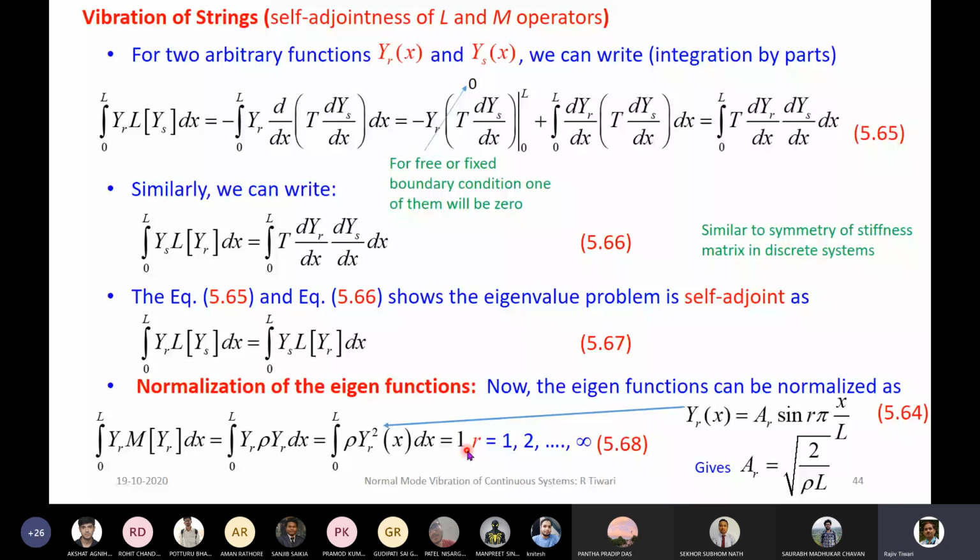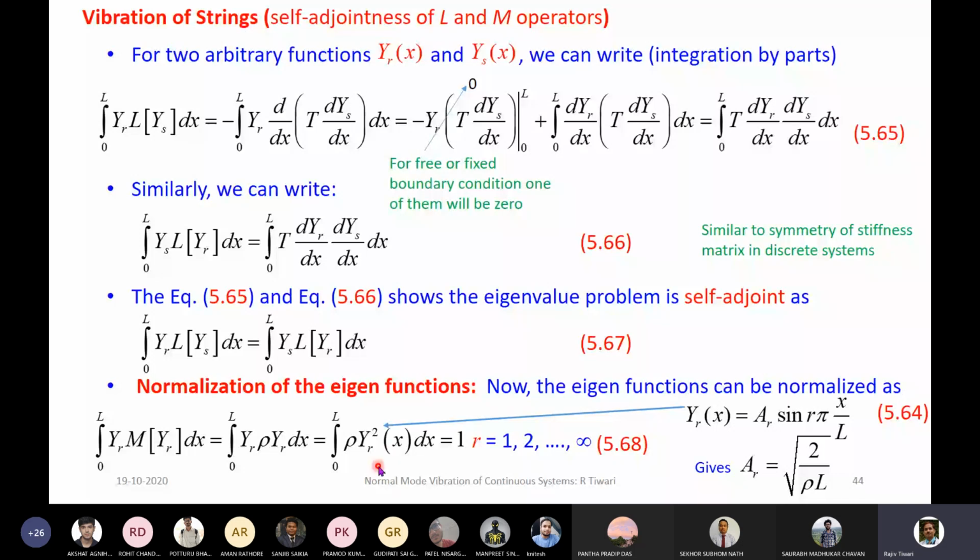And this we need to normalize for each r, r equal to 1 up to infinity, as we used to do for the discrete system. We need to normalize with respect to each of the eigenvectors. So here we are normalizing each eigenfunction to equal 1 with respect to the mass operator, the M operator.